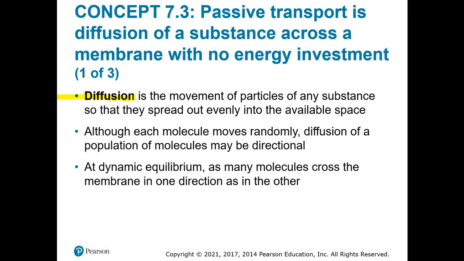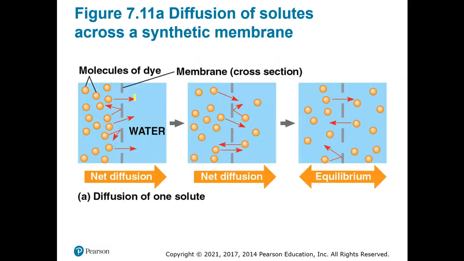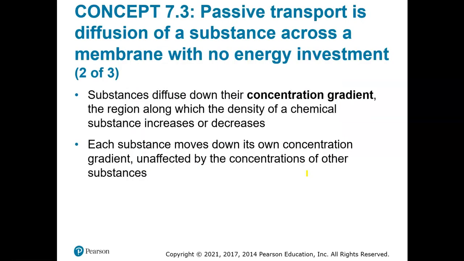And what that means is that they're going to move from where their concentration is high to where their concentration is low. And you can see the molecules are moving across this membrane. They are moving from high to low concentration until they reach equilibrium. There's a video on diffusion in section 7.3. When molecules move from where their concentration is high to where it's low, we say that they are diffusing down or with their concentration gradient.